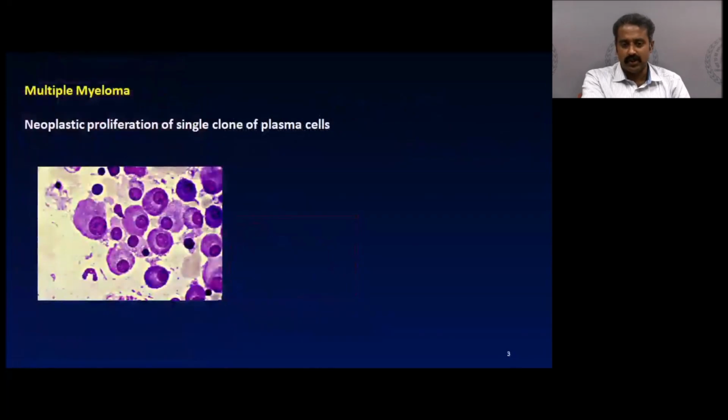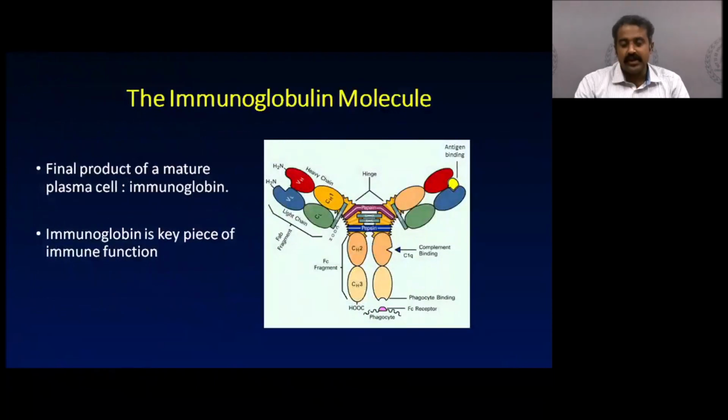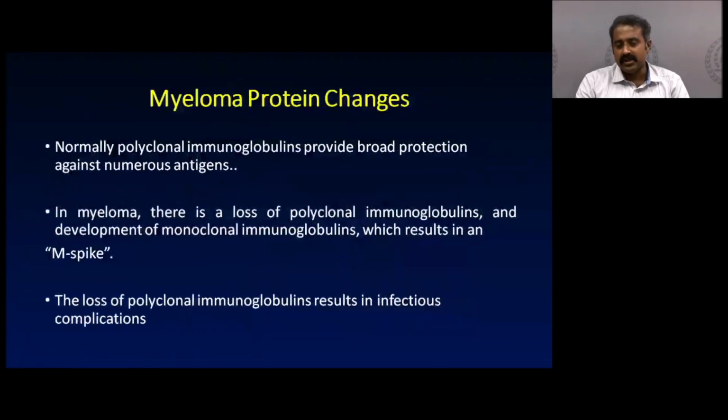The most common of these that is usually seen is the spectrum of the multiple myeloma disorders and the plasmacytoma. So in simple terms, multiple myeloma is a disease characterized by the neoplastic proliferation of a single clone of plasma cells. Now, you should understand that the mature plasma cell produces an immunoglobulin, and this immunoglobulin is a key piece of immune function. Looking at the structure of the immunoglobulin, there is a heavy chain and a light chain, which are joined at the hinge region.